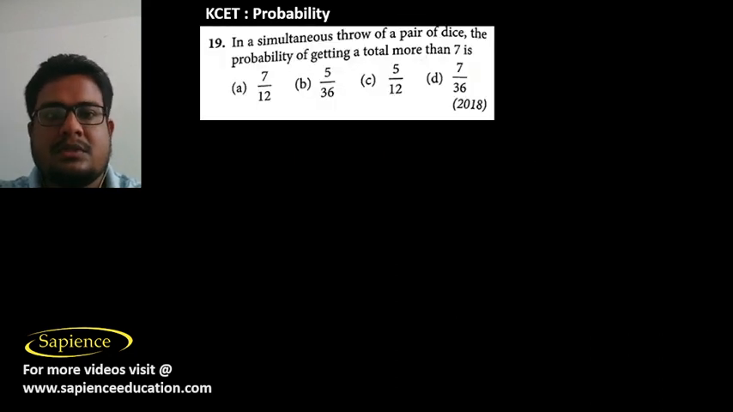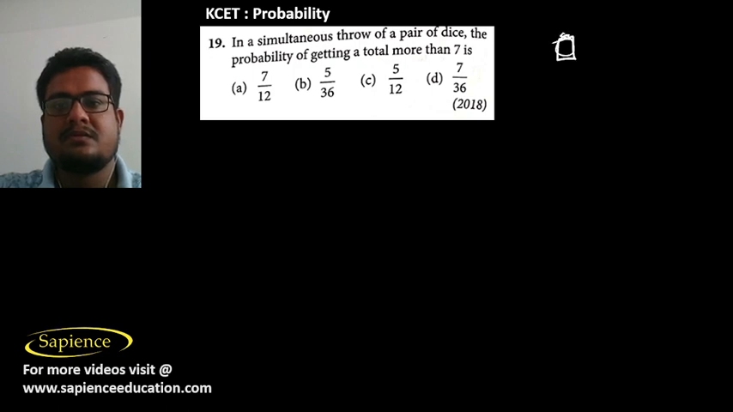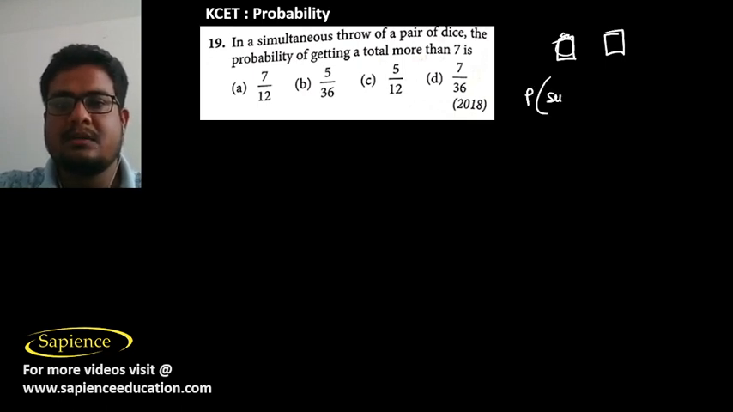Then in question number 19, it is told in a simultaneous throw of a pair of dice, the probability of getting a total more than 7 is. The probability that the sum is more than 7.